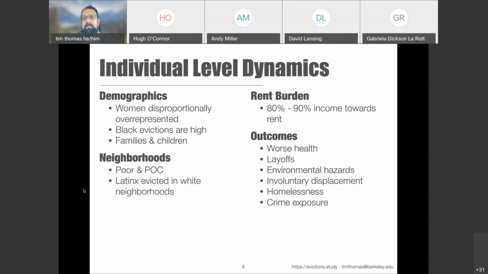Individually, it happens to women more than other groups. Black evictions are very high. Families with children, especially single mothers with children, have a really high probability of being evicted. It happens in the poorest and most BIPOC neighborhoods. Latinx households tend to get evicted more in white neighborhoods. And folks are paying 80 to 90% of income towards rent. And this leads to worse health, layoffs, environmental hazard exposure, involuntary displacement, even homelessness and crime exposure. And I can talk more about any of those issues in a bit.